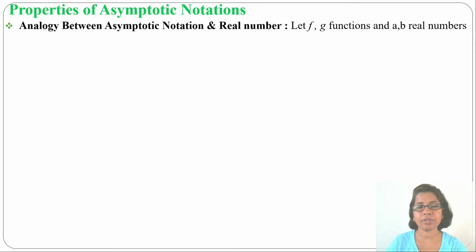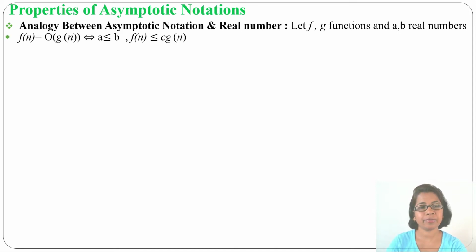Hi, let's discuss properties of asymptotic notation. First, I will discuss the analogy between asymptotic notation and real numbers. Let f, g be functions and a and b be real numbers. f(n) equals big O of g(n).